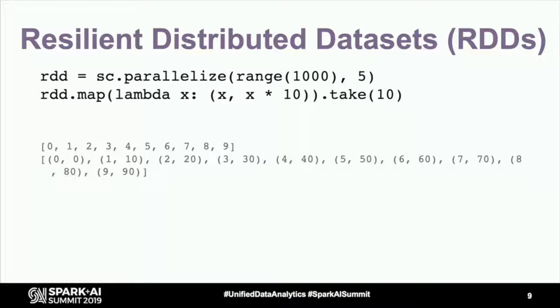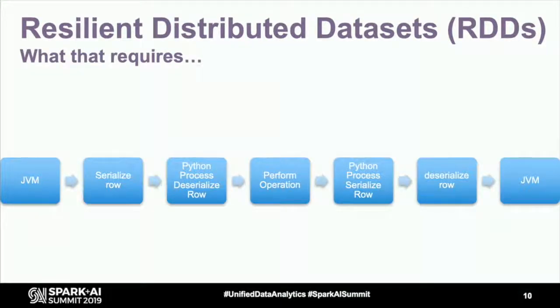And when it comes time to actually computing with RDDs, that actually requires a ton of work. So you start off, we'll move left to right. You start off in the JVM. You need to serialize that row of data, which just means convert it into a format that you can interchange into another language. Then Python has to change it back into whatever Python understands. Then you perform your operation, and then you do the reverse. And that has to happen for every single row on the cluster of machines that you're working on.